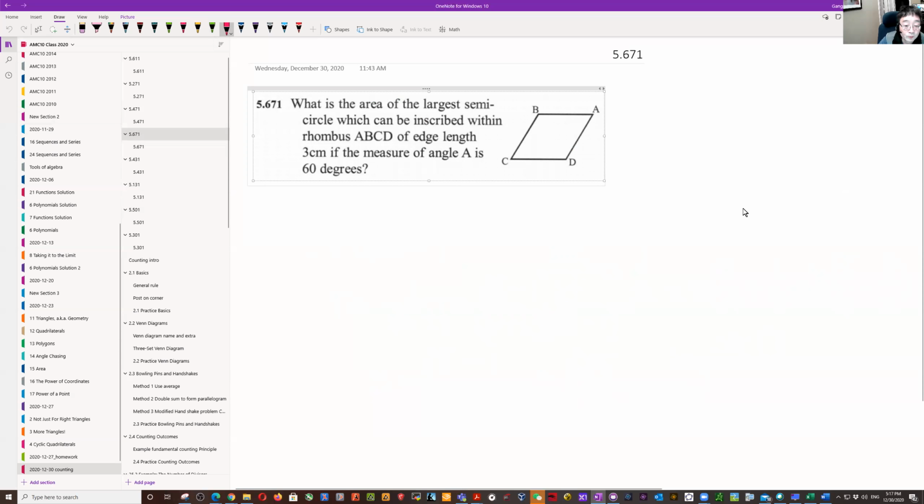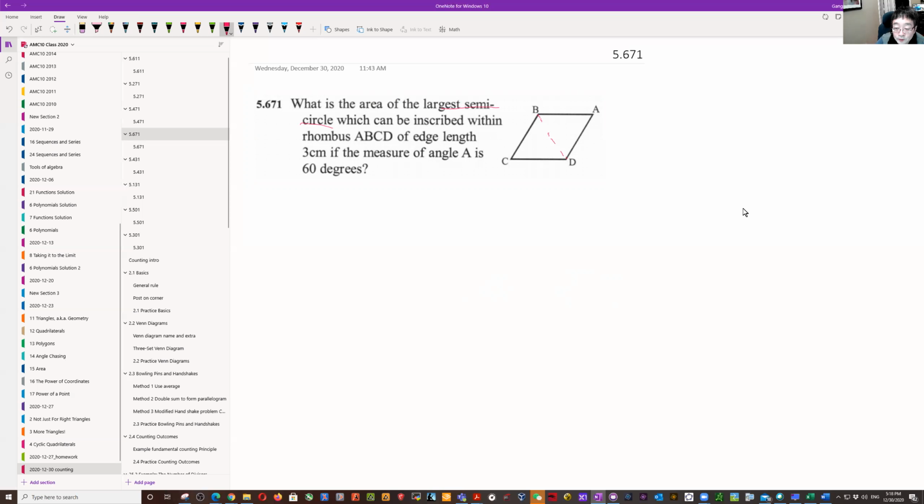So what is the area of the largest semicircle which can be inscribed within the rhombus? So the largest semicircle, you kind of just have to imagine it. You can do some experiment. The key is it's a semicircle, not a full circle. Basically, I just inscribe a semicircle.